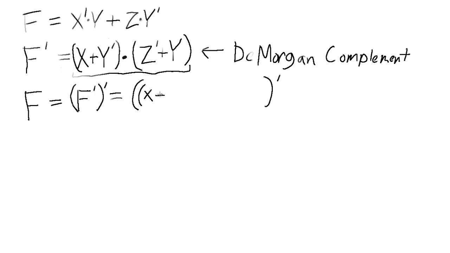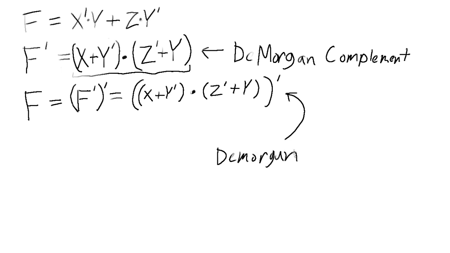So our final function will be x or y prime and z prime plus or y and parentheses. And so now this whole thing here, this is our DeMorgan equivalent.